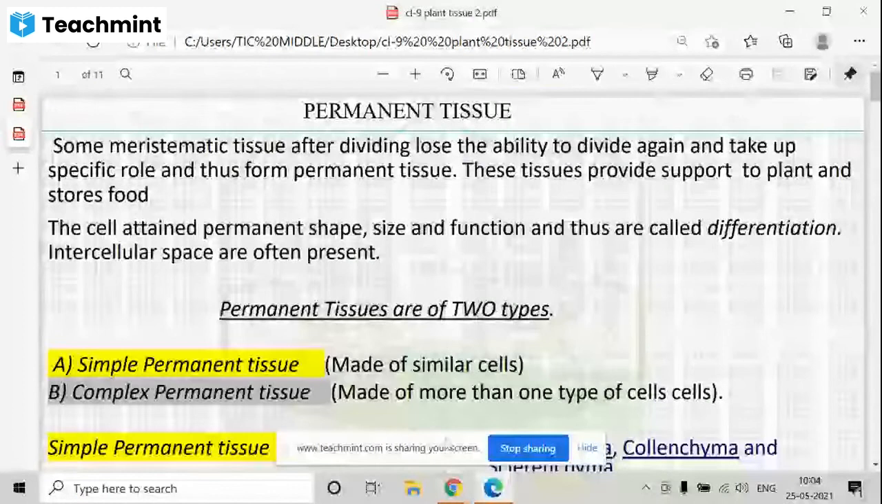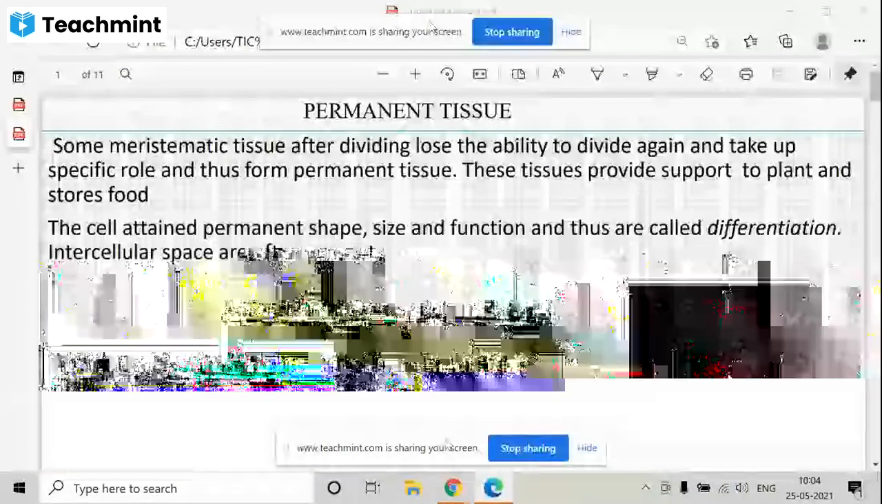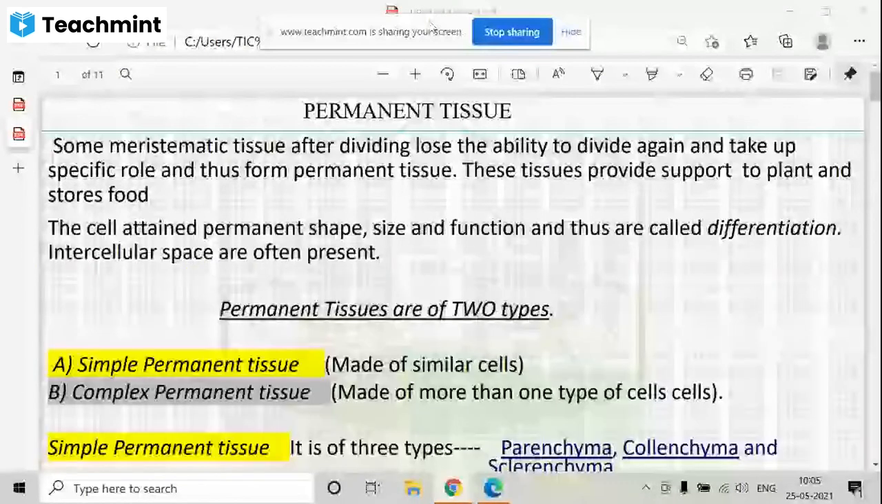The permanent tissues. Now the permanent tissues are some meristematic tissues that after dividing have lost the ability to divide again and take up a specific role and thus form the permanent tissue. These tissues provide support to the plant and store food. The cells which have lost the power of division have become the permanent tissues. Can you see the permanent tissues have a permanent shape? The shape does not change. Once it retains its shape, it will be forever.